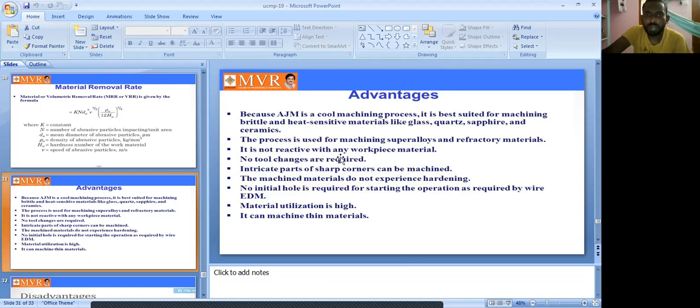It is not reactive with any workpiece material. No tool change is required, so a constant single tool can be used to do a number of repeated operations. Intricate parts and shaped corners can be machined. The corners of the workpiece can also be machined.